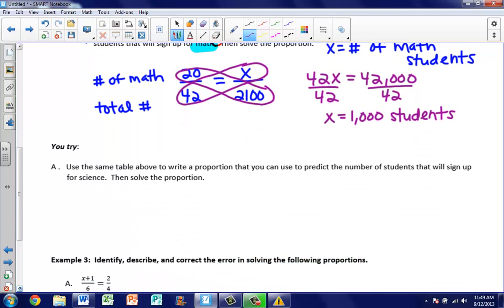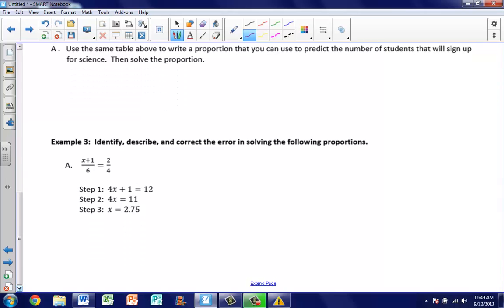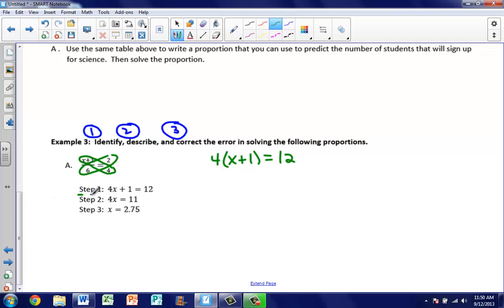What we have is example 3, and this is once again one of those nice identify the error type problems. You guys should be getting used to these by now. Once again, we have to do 3 things: identify, describe, and correct. So there's 3 parts to this problem. We have x plus 1 over 6 equals 2 over 4. Step 1, it looks like they took 4 times x plus 1. But you guys should be thinking to yourself right now, when we work out this cross multiplication, we would have 4 times the quantity x plus 1 equals 12. If you notice, in step 1, they only took 4 and multiplied it by x. But you guys should be saying right now, wait a minute, we need to distribute. That should be 4x plus 4 equals 12.